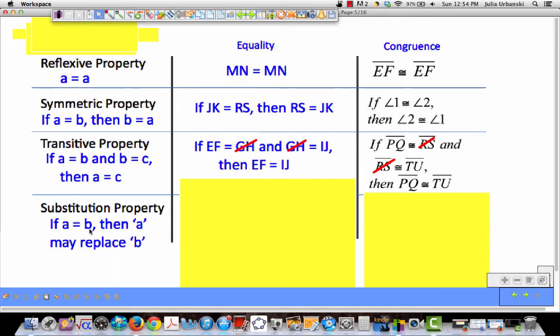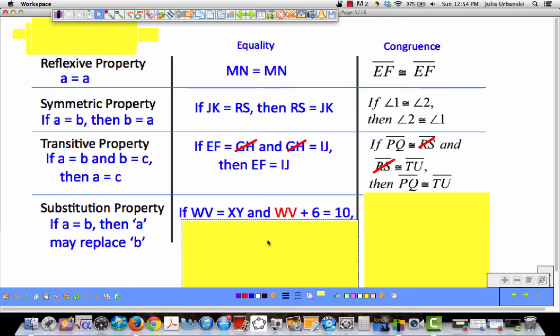If A is equal to B, then A may replace B at any time. Vice versa, B can replace A, because they're equal to each other, they're equivalent, they mean the same thing. So for instance, if you know that WV equals XY, and you know that WV plus 6 equals 10, that's given to you, you could take out the WV and replace it with what? XY. Since WV and XY are equal to each other, they are interchangeable. WV can be replaced with XY, XY can be replaced with WV at any time.